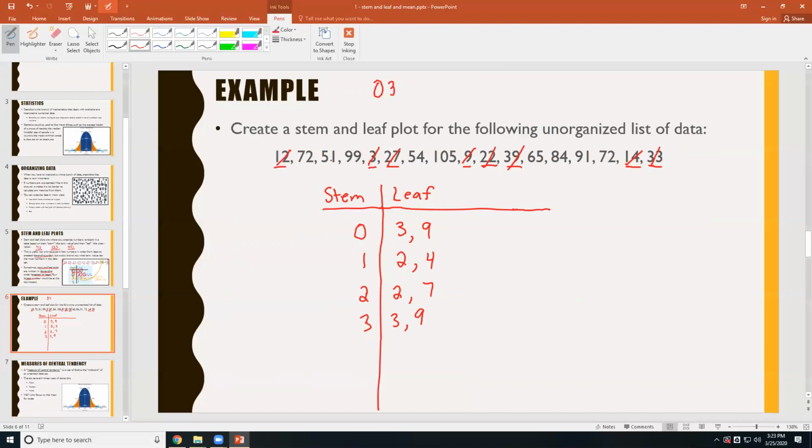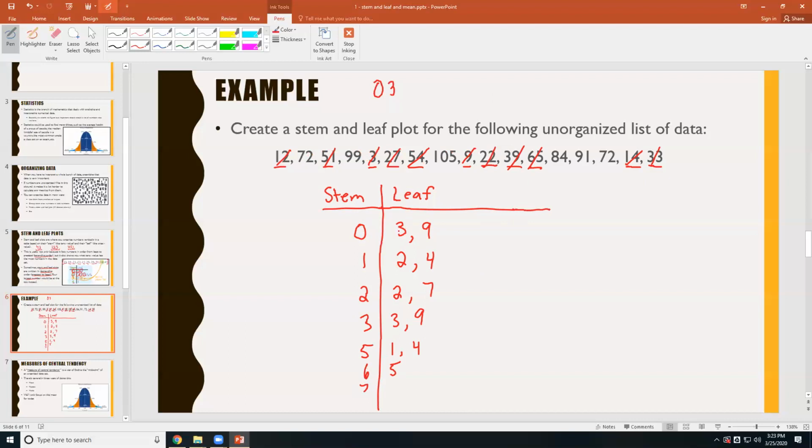Now we'll scan for the next number, 5. There's 51. There's 54. That's about it. So 5. Write the leaves in ascending order. So 1 and 4. Cross them out as you go. Now let's look for 6. There's 65. We're good. So 6, 5. That was the only one. Crossing it out. Then 7.